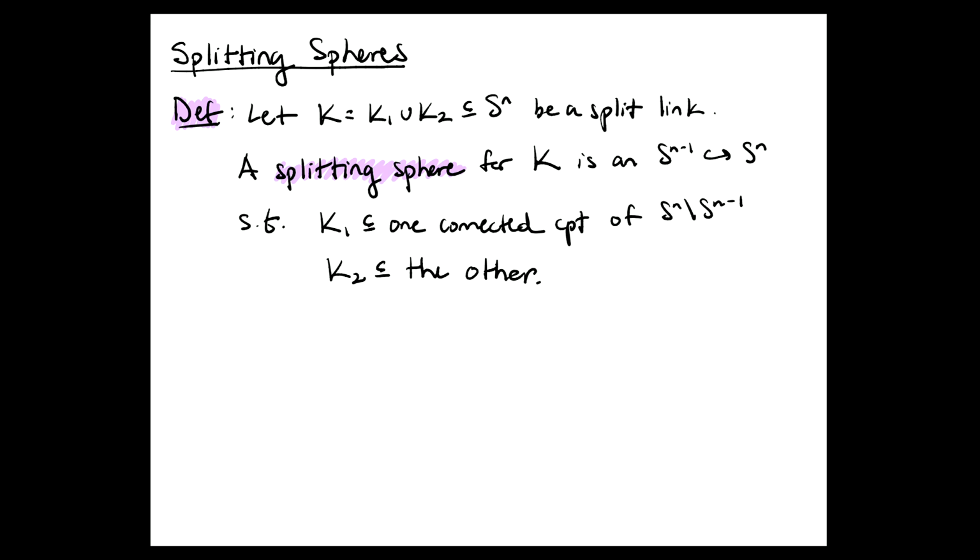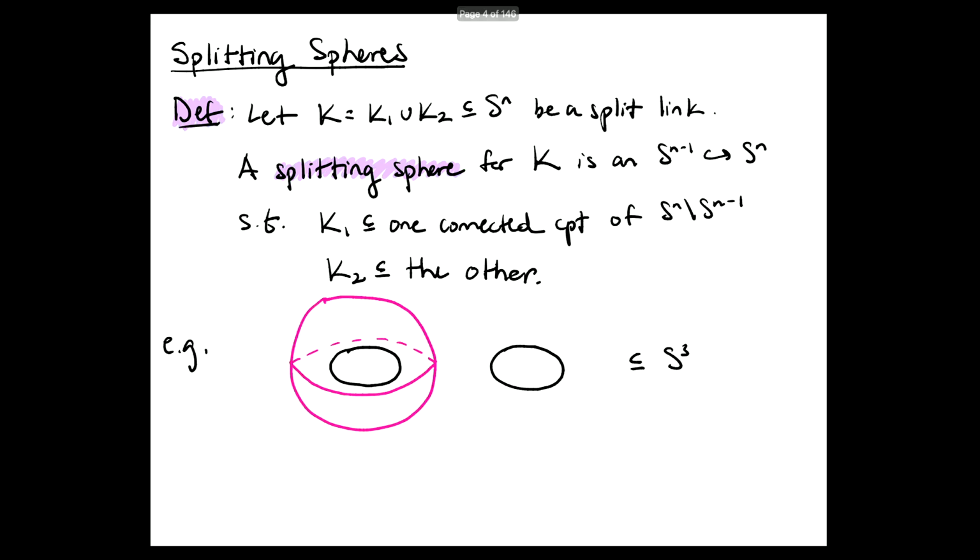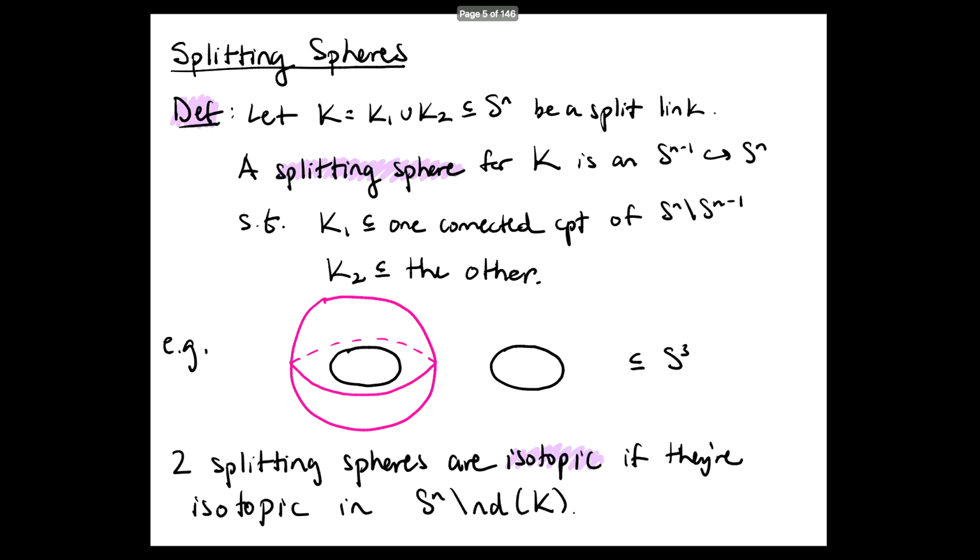And here's a picture of a splitting sphere in S3. Here my link is just this two-component unlink, and my splitting sphere is this pink S2. And you can study splitting spheres up to isotopy. Two splitting spheres are isotopic if there's some isotopy between them that fixes the link. Equivalently, if they're isotopic in the complement of the neighborhood of the link.